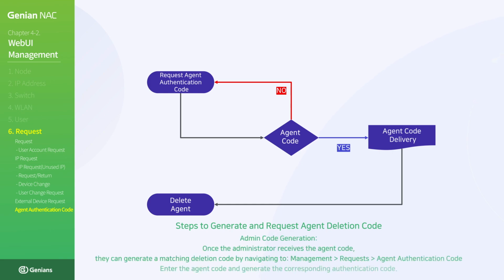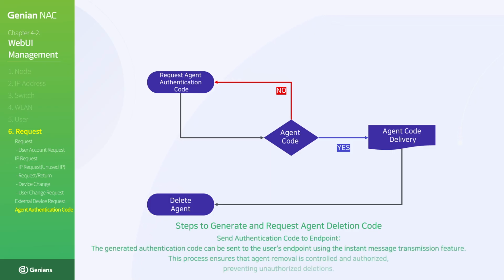Admin code generation. Once the administrator receives the agent code, they can generate a matching deletion code by navigating to Management, Requests, Agent Authentication Code. Enter the agent code and generate the corresponding authentication code.